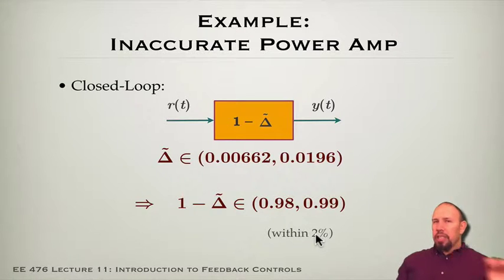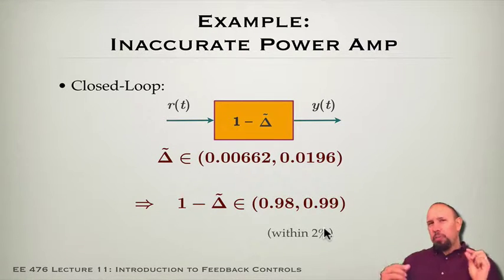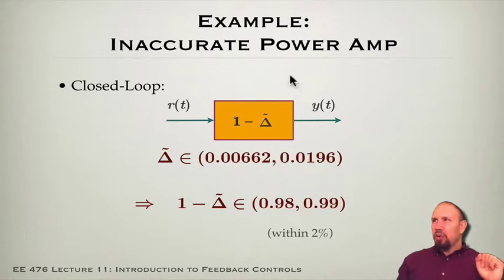We wanted something that gave us exactly 1. We didn't get exactly 1, but we got it within 2%. So instead of being 50% off, we are now 2% off. We've drastically improved the accuracy of this whole situation, this whole power amp problem.